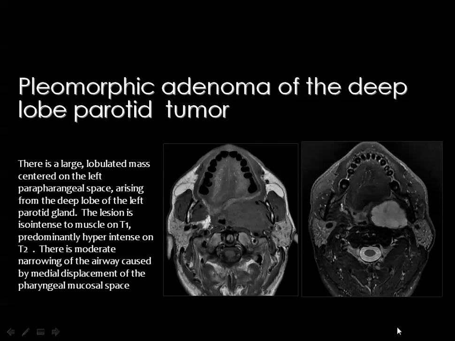Then, in this MRI, T1 and T2 weighted image, this is the parotid gland, and the deep lobe is involved by a big mass, which is displacing the parapharyngeal fat as well as the pharynx more to the right side. And the lesion showed intermediate signal in the T1 and high signal in the T2.